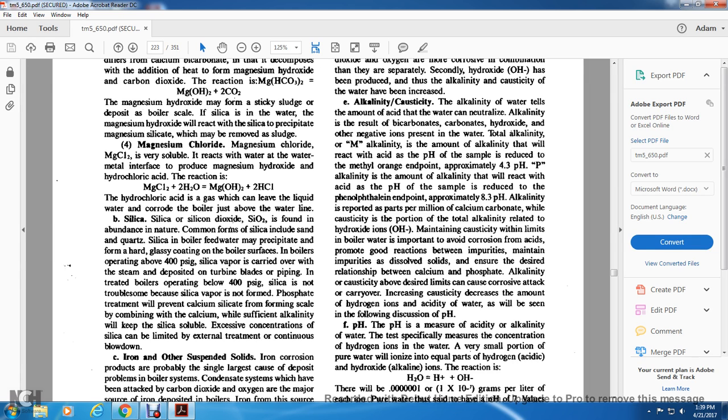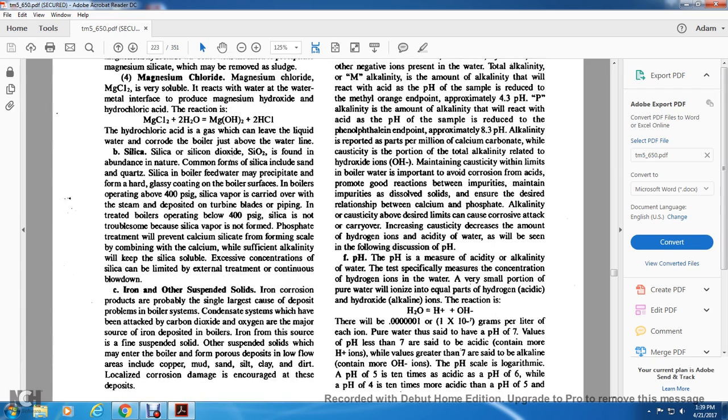In boilers operating below 400 psi, silica is not troublesome because silica vapor is not formed. Phosphate treatment will prevent calcium silicate from forming scales by combining calcium with sufficient alkalinity, which keeps the silica soluble. Excessive concentration of silica can be limited by extreme temperature and continuous blowdown.